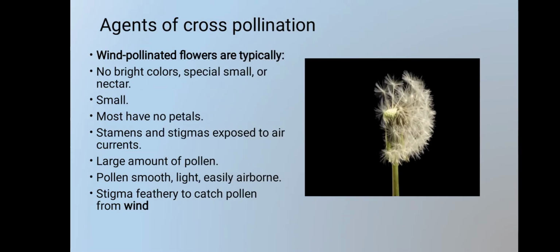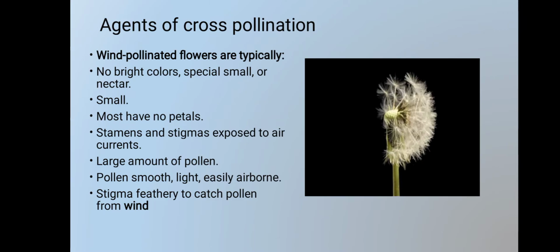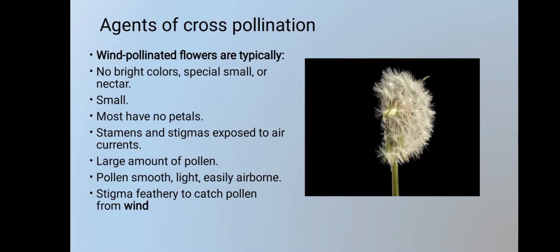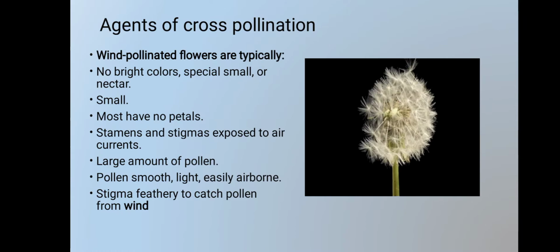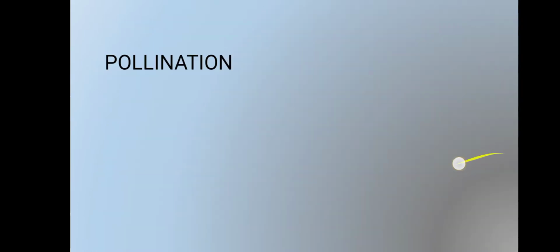We have also learned about the characteristic features of wind pollinated flowers. They are not so bright, don't smell good, and are small. Most have no petals, they have a large amount of pollen, and the stigma is feathery to catch pollen from the wind.